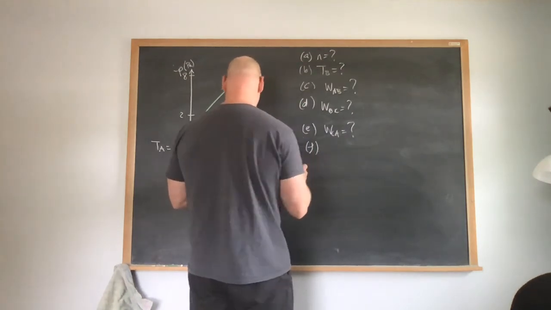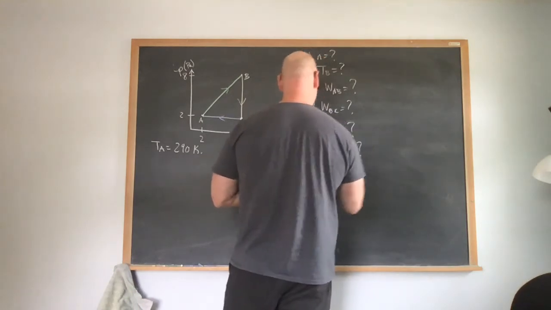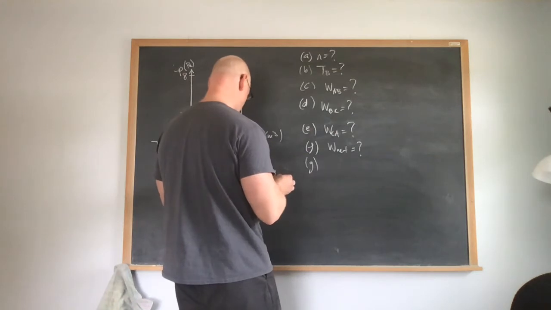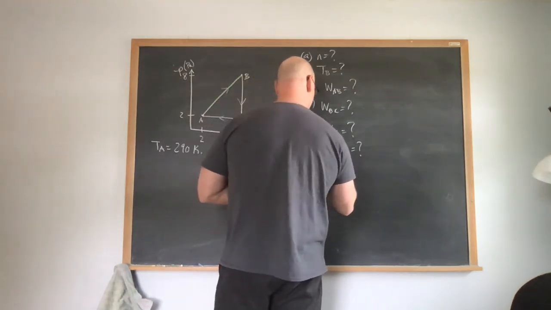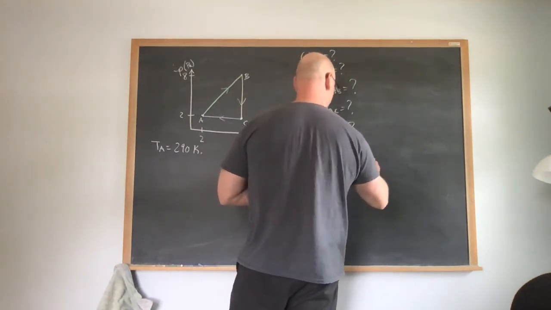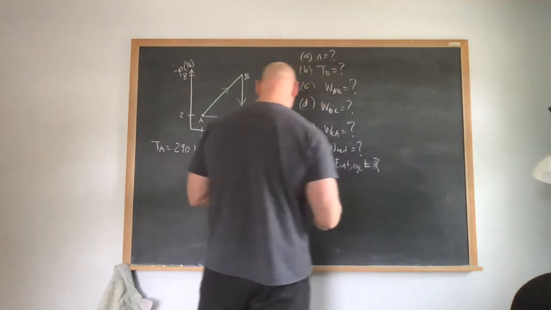F is next. Then what is the net work done? So what is net work equal to? G is next. G, what is the change in internal energy going through the complete cycle? So what is my change in internal energy for the cycle? What's that equal to? Just wrote down the answer, but that's fine.